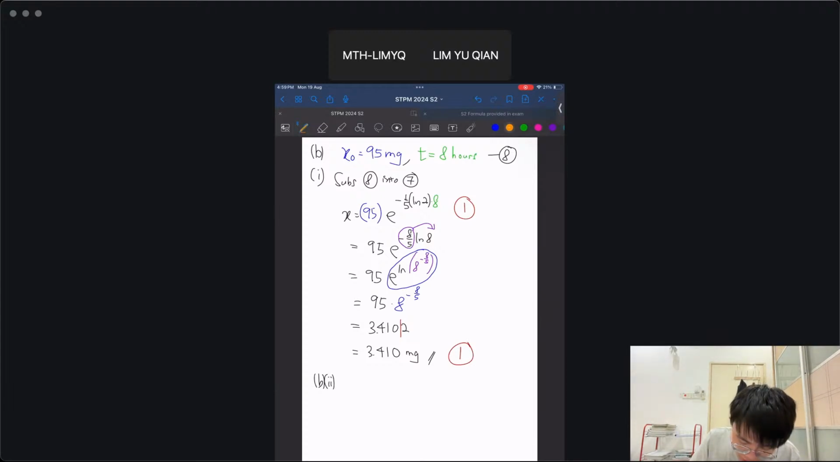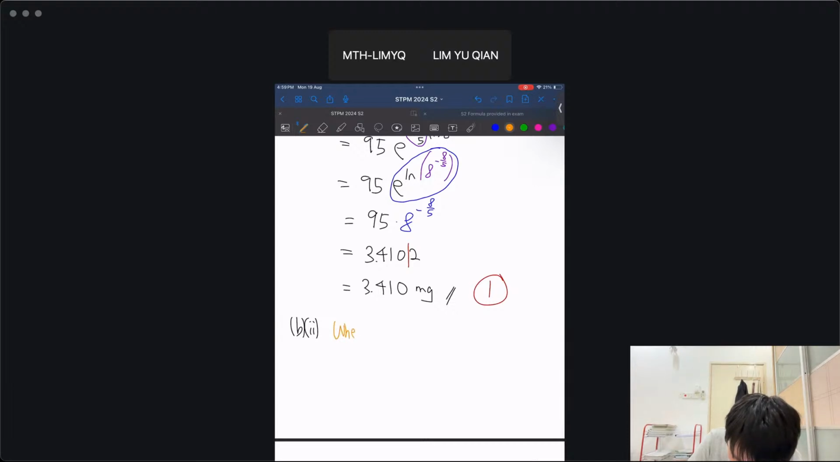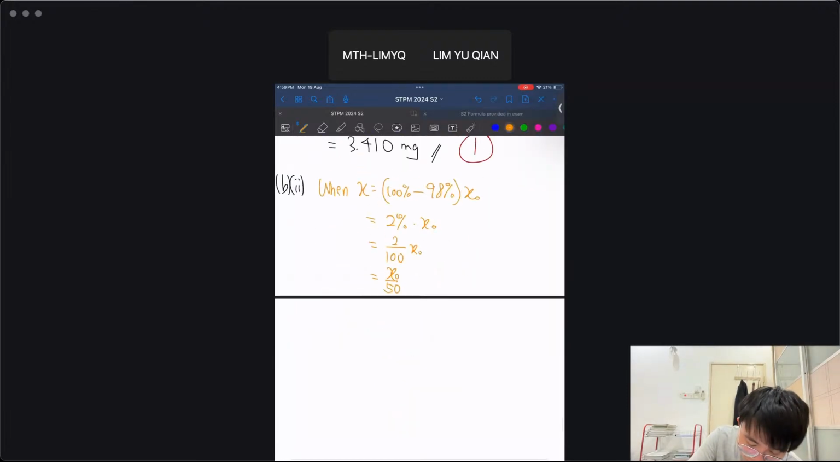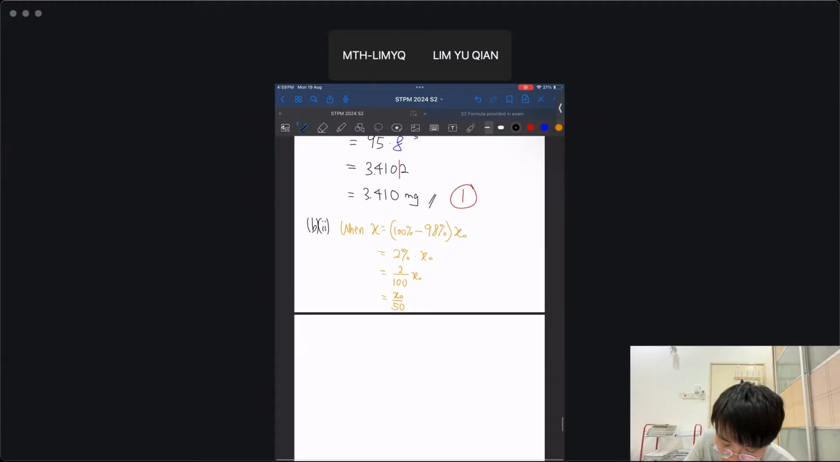So from the information, when x equals, what do they say? Eliminate 98%, so 100% minus 98% leaves just 2% of x naught, which is 2 over 100 times x naught, or x naught over 50. That's from the information given. You must be able to identify this because it said eliminated.